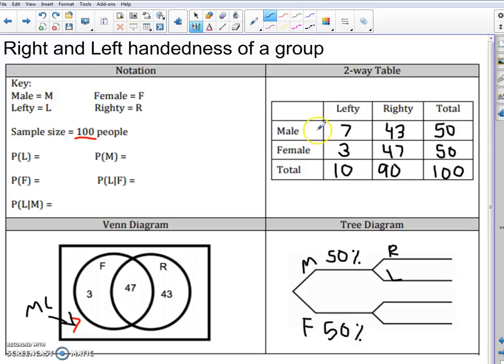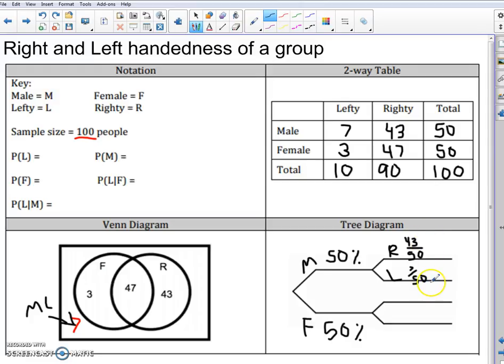Right-handed males are 43. So 43 out of 50. I'm going to use a fraction here, and again, you could do this however you want. You can use a fraction, a decimal, or a percent. 43 out of 50 are right-handed. 7 out of 50 are left-handed.